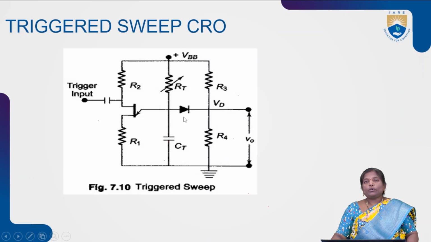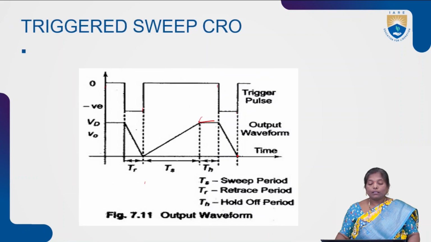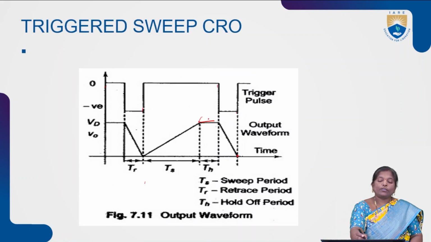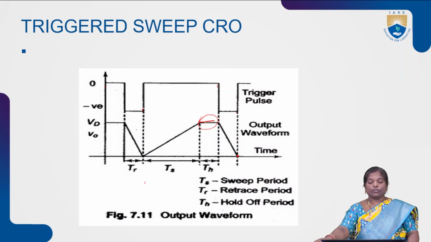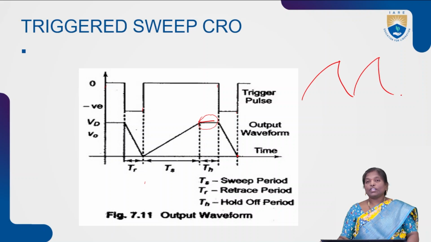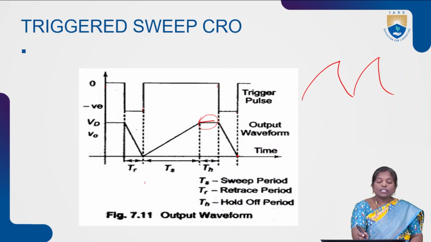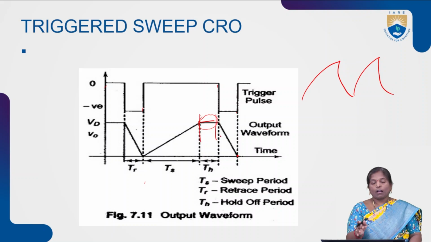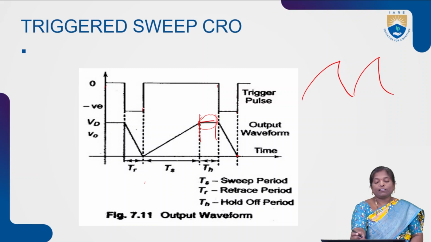But the output is maintained as constant till the output voltage reaches the cut-in voltage of the diode. In this, we have three intervals. Previously, in continuous sweep, we have only charging and discharging. That's why we have only trace and retrace periods. But in triggered sweep circuit, during a certain time interval, the output across the capacitor is maintained constant.